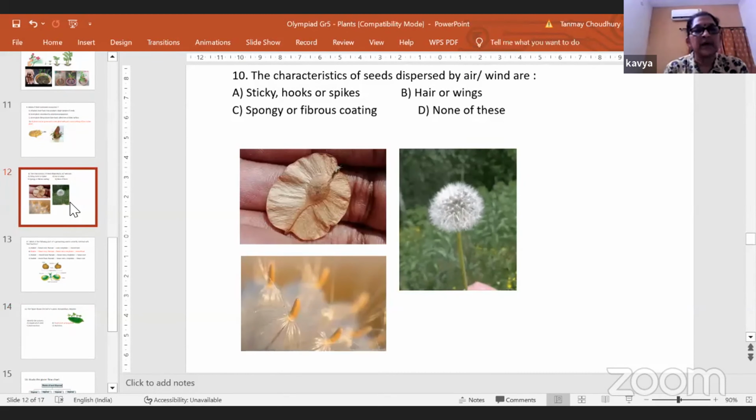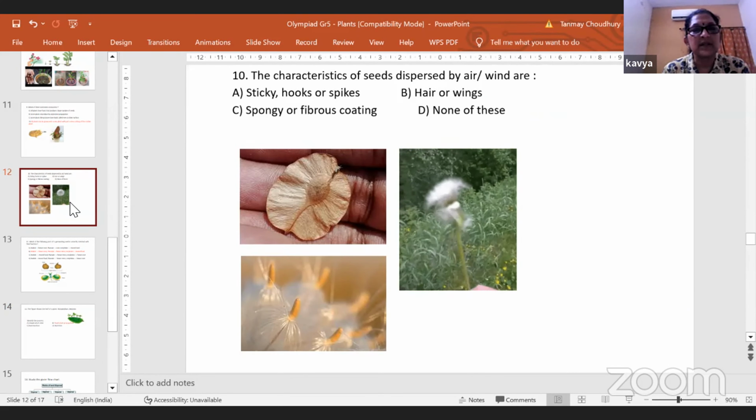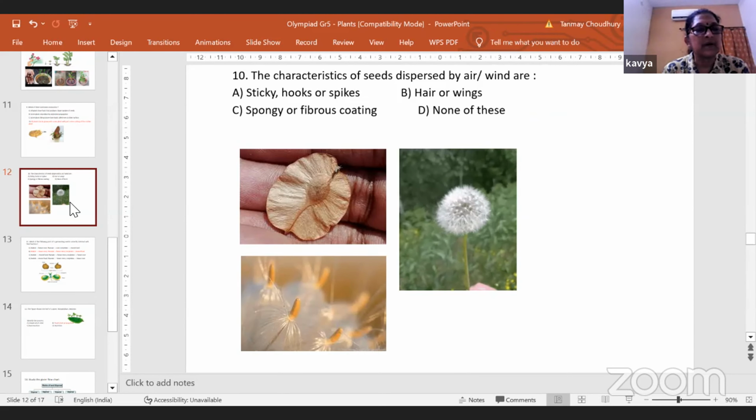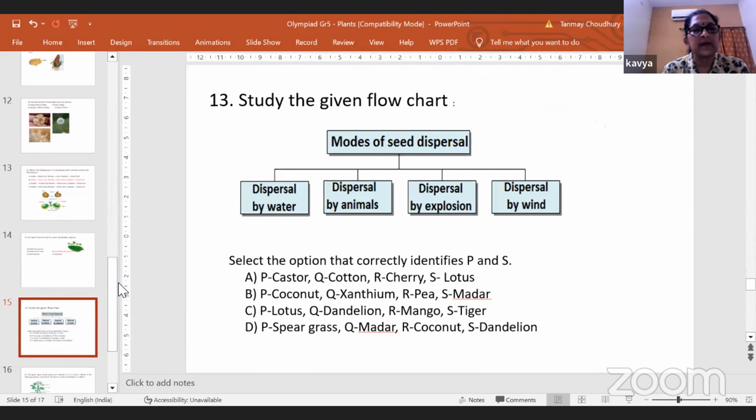Okay, here. Dispersal by, I think we have done this. Here. Next question. Study the given flowchart. Now, these are the modes of dispersal. Okay. The agents of dispersal, the methods of dispersal. So, dispersal can be by water, by animals, by explosion, by wind.